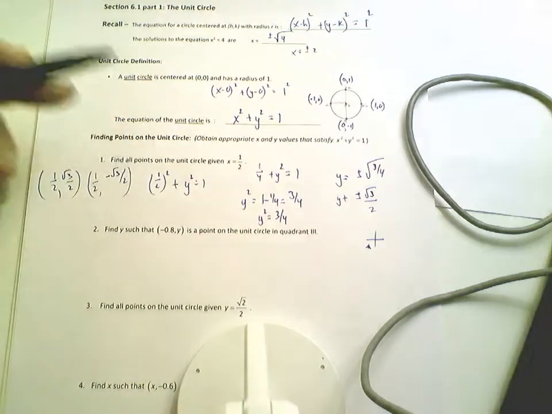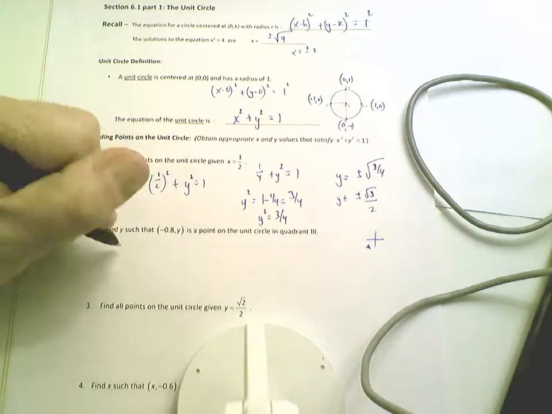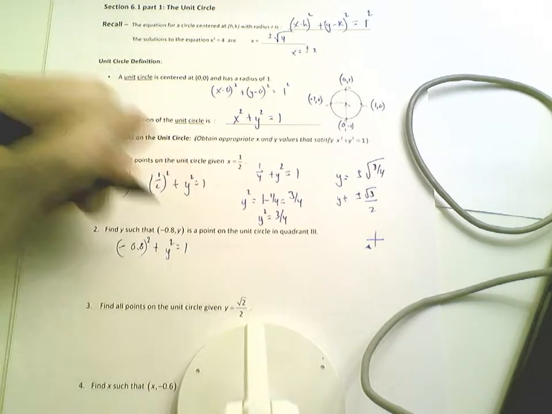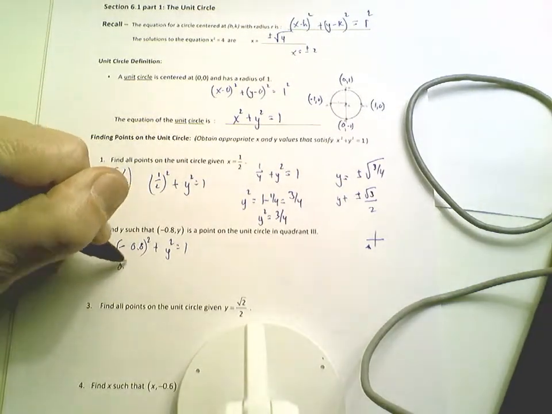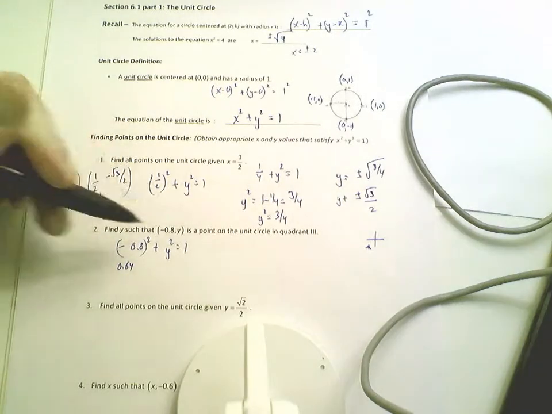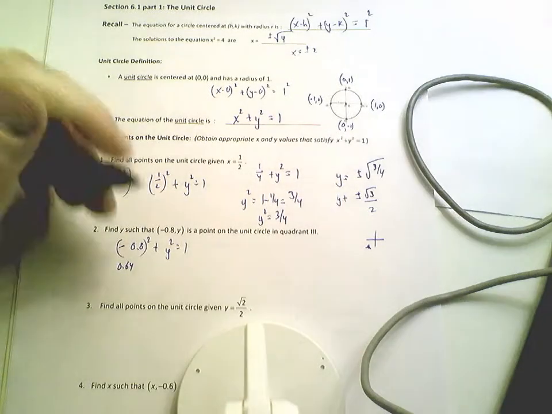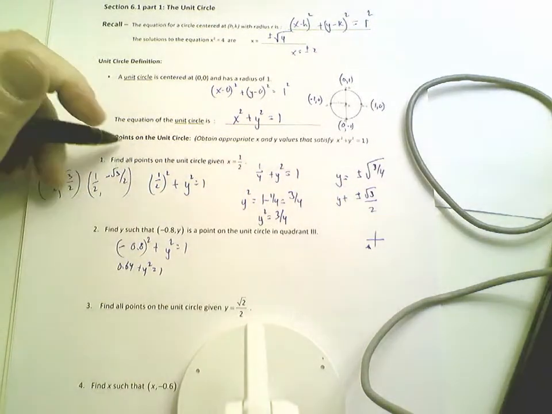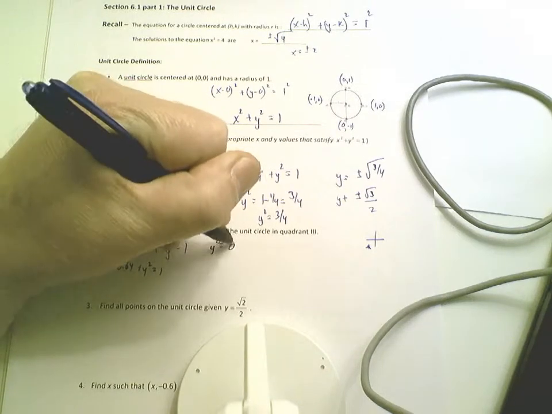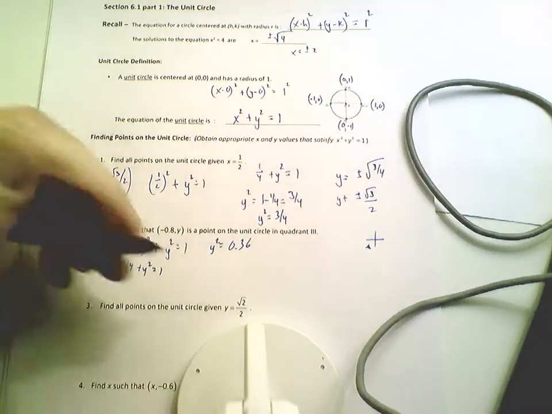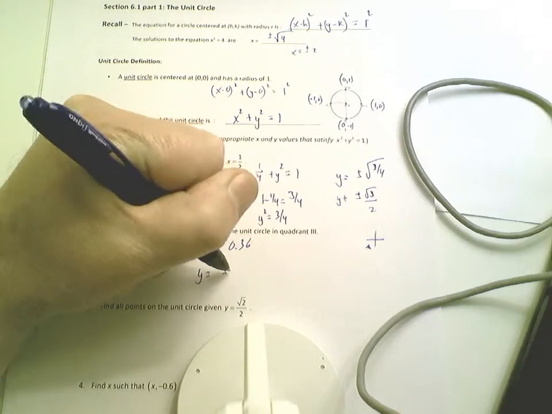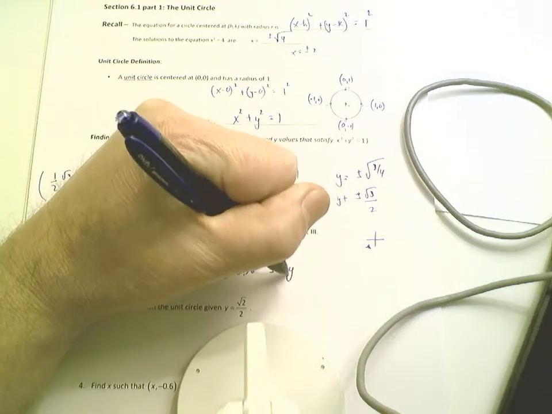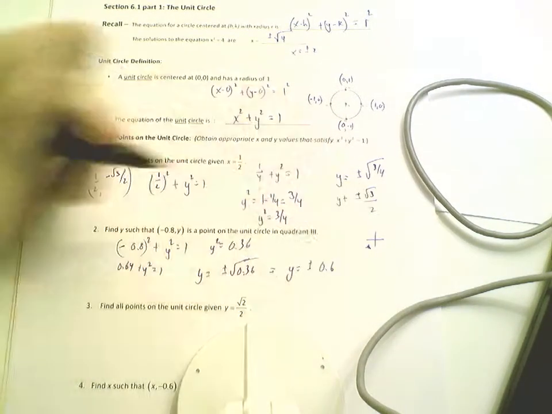Again, x squared plus y squared equals 1 is going to be true. Negative 0.8 squared plus y squared equals 1. 0.64, negative 0.8 times negative 0.8 is 0.64 positive, plus y squared equals 1. Subtract 0.64 on each side. Y squared equals 0.36. Y equals plus or minus the square root of 0.36. And if you go to the calculator, you're going to come back with y equals plus or minus 0.6.